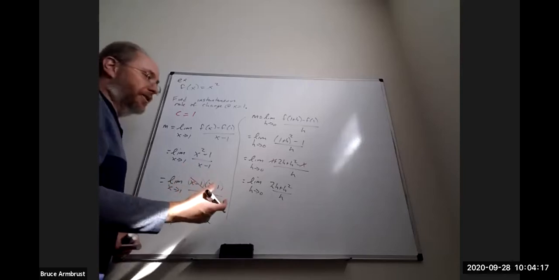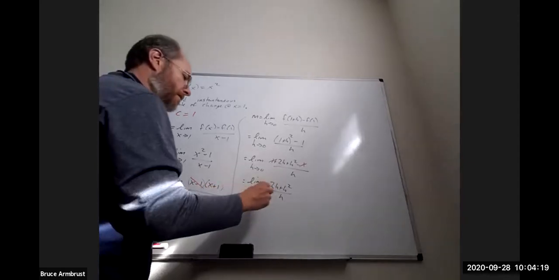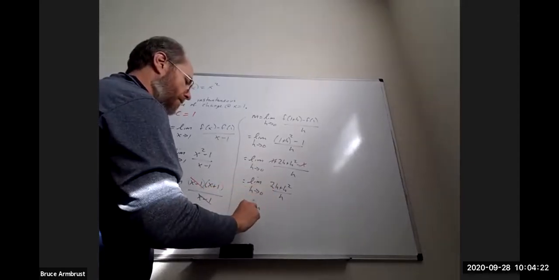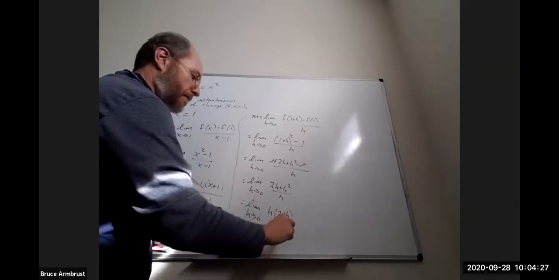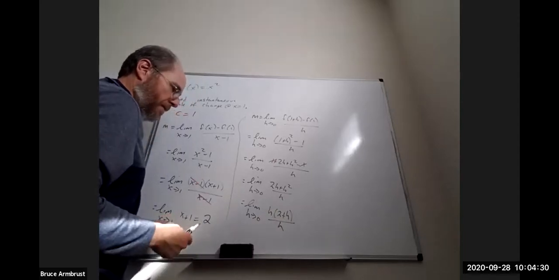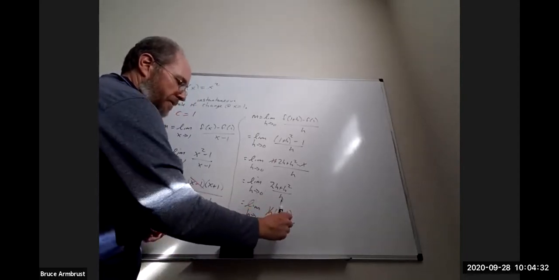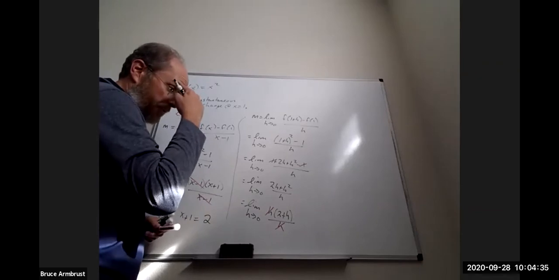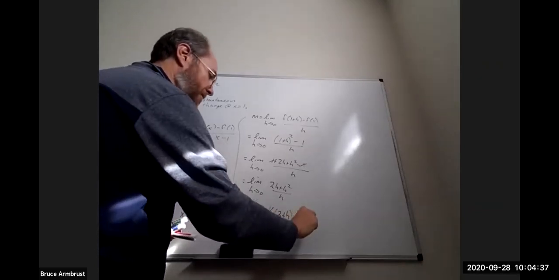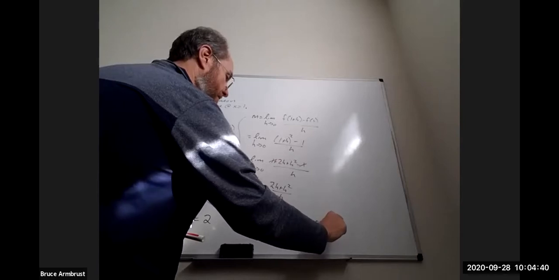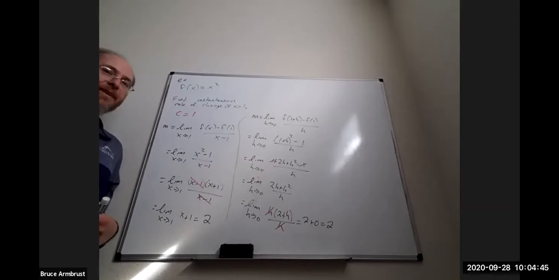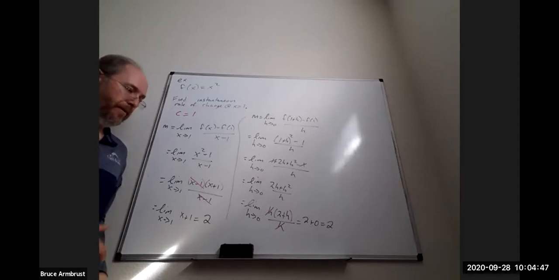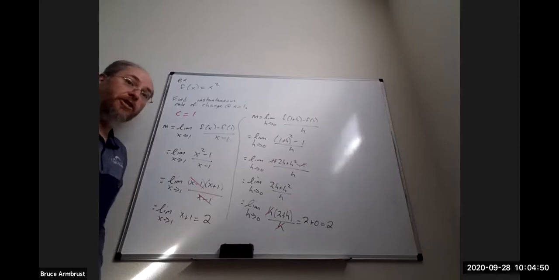Now, this one I'm going to factor, because I can pull an h out on top. Now my h's cancel. So the limit as h goes to 0 of 2 plus h, which is 2. So both of them got us to the same place. Both of them gave us the same slope, which is good, because they should. It's just two different ways of thinking about it.